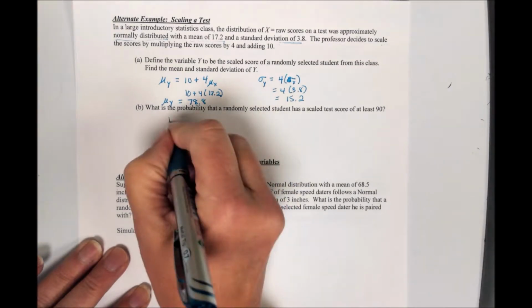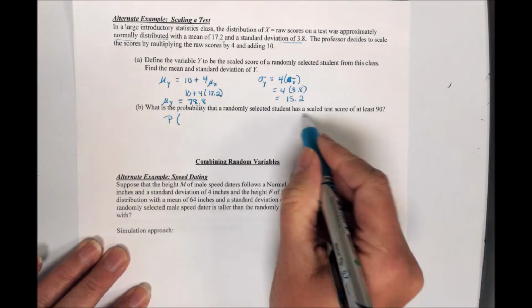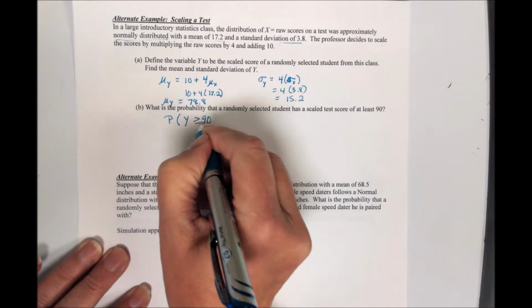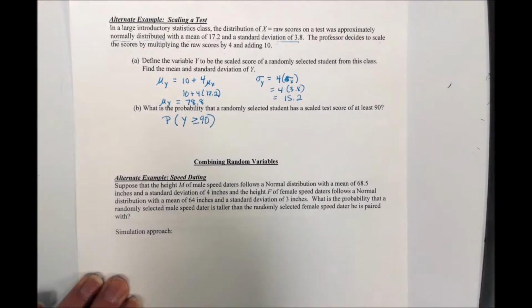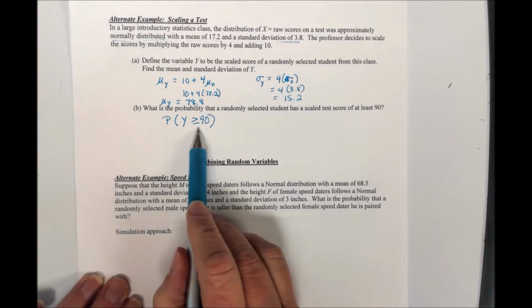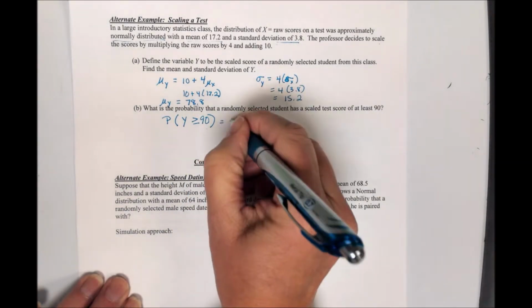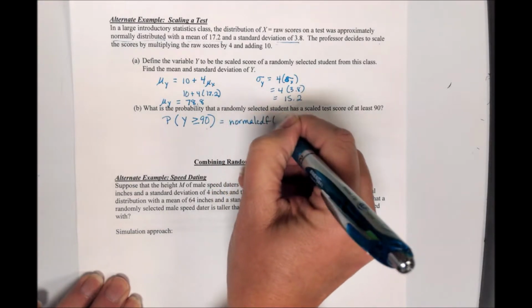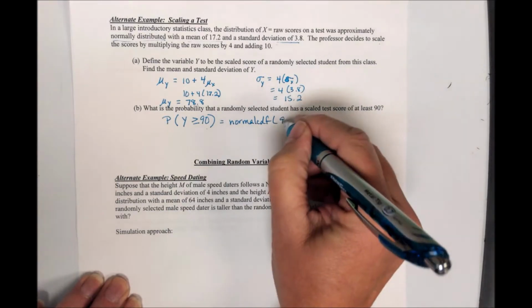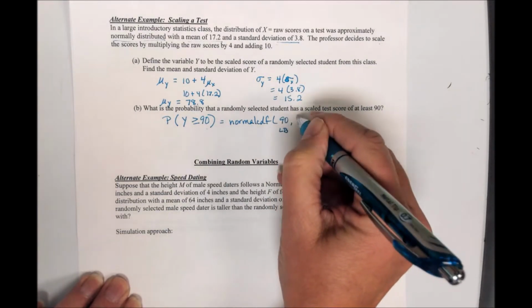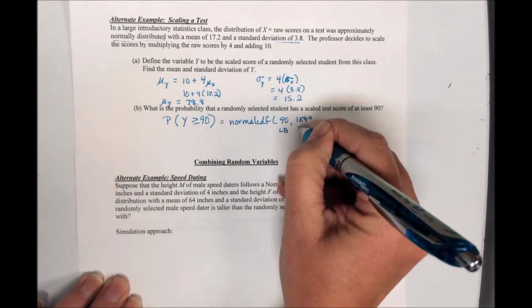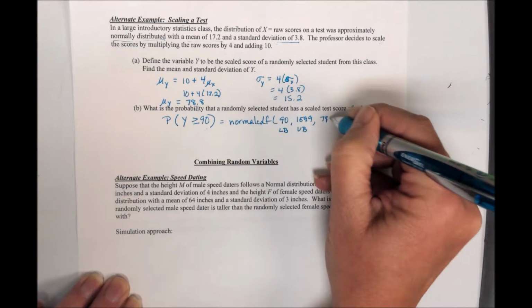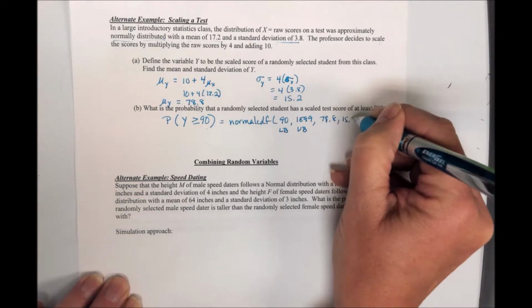And then this goes back to chapter 2. What's the probability that a randomly selected student has a scaled score of at least 90? So I could write it like this. At least 90 means 90 or above. So I can do my normal CDF. And since it's greater than 90, 90 is my lower bound. I'm going to put a really big number as my upper bound. And then the mean was 78.8, and my standard deviation was 15.2.